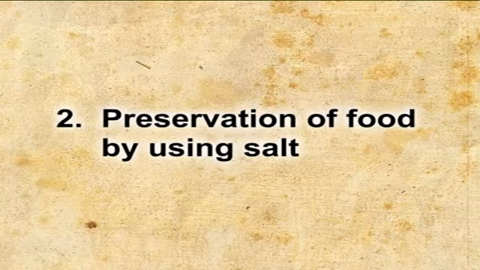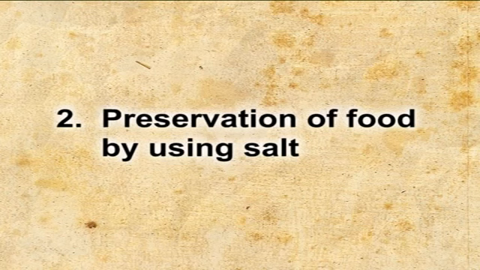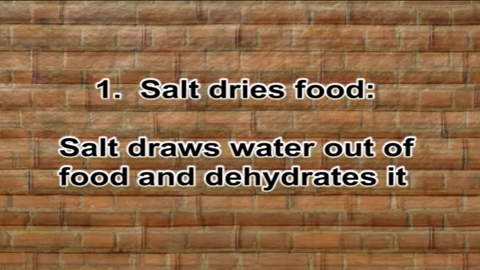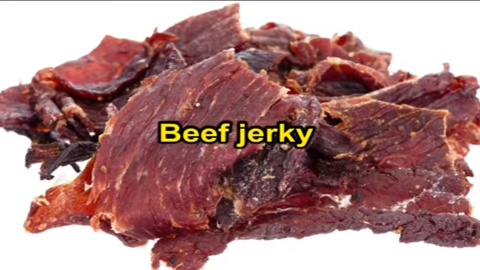Coming to the preservation of food by using salt. Salt as a preservative. Salt preserves food in the following ways. Salt dries food. Salt draws water out of food and dehydrates it. All living things require water and cannot grow in the absence of water. Salt is used to preserve beef jerky by keeping it dry, and it prevents butter from spoiling by drawing water out, leaving just the fat.